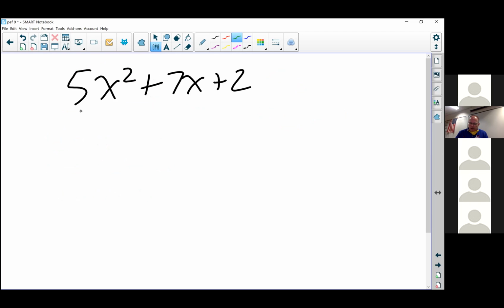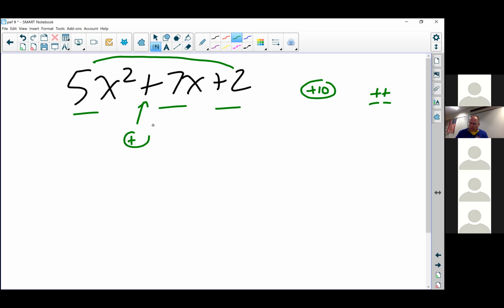Next question. I have 3 terms. I'm going to multiply the first and the last together. That gives me a positive 10. And I know that in order to get a positive number, I have to have a positive times a positive or a negative times a negative. Being this sign is positive, that means they'll both be positive terms.